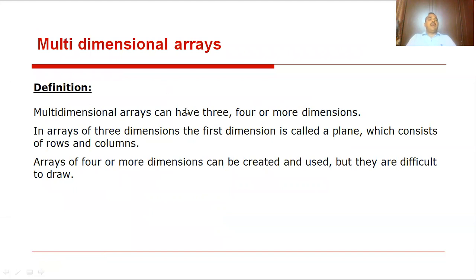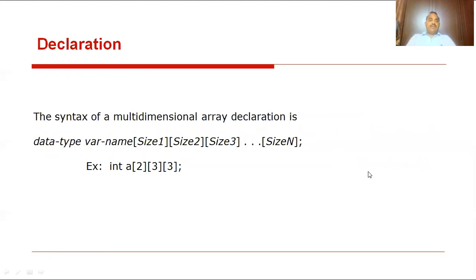And multi-dimensional array. A multi-dimensional array is a collection of many directions, 2 or more directions. Multi-dimensional arrays can have 3 or 4 or more dimensions. In an array of 3 dimensions, the first dimension is called a plane, which consists of rows and columns. Arrays of 4 or more dimensions can be created and used, but they are difficult to draw.